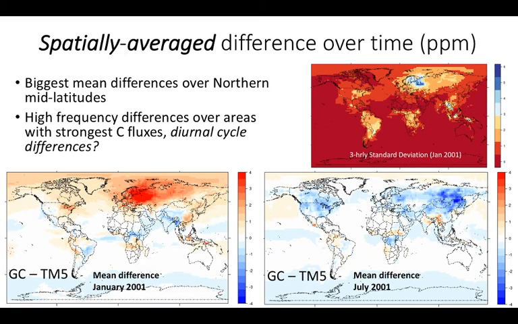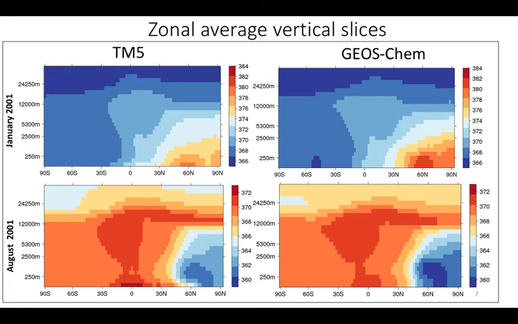And notice the structure is a little bit different. We have some highlighting of Indonesia and temperate Asia, which I need to look at, which I think is an effect maybe of a diurnal cycle of transport mixing with very strong CO2 fluxes, which generate some high frequency variability.